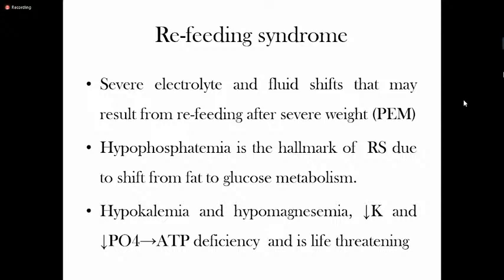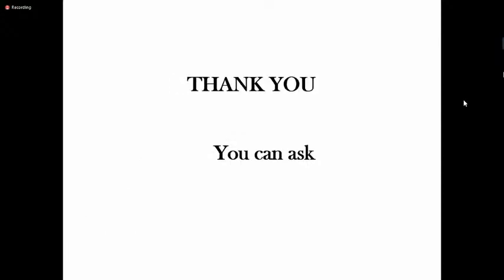Hypokalemia and hypomagnesemia occur. This reduced potassium and reduced phosphate lead to reduced energy. Okay, and this may be life-threatening. So the phosphate in circulation is reduced, and the potassium in circulation is reduced, and these are life-threatening. And this is the end of that talk.